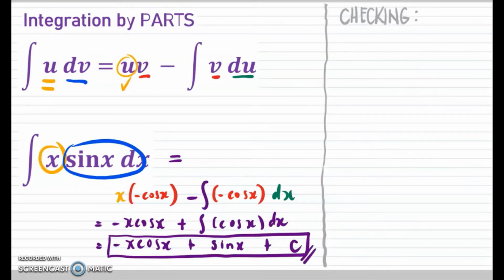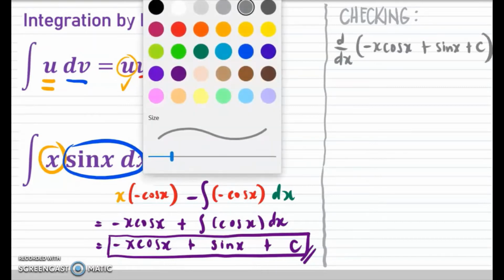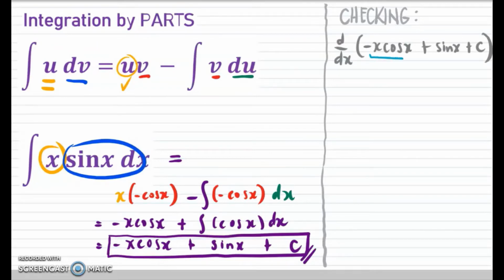And since integration is the reverse of differentiation, a way to check if your answer is correct is to get the derivative of your answer. Okay, so let's do this. As you can see, for our first term, we will apply the product rule of differentiation, where we get the derivative of the first factor, which is negative 1, multiplied by the second factor, plus the first factor multiplied by the derivative of the second factor, which is negative sine x.